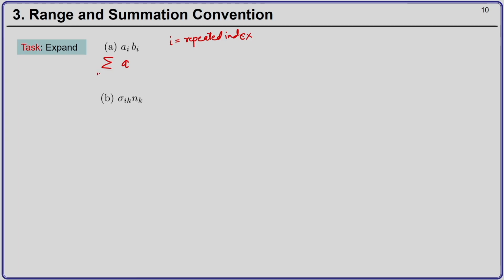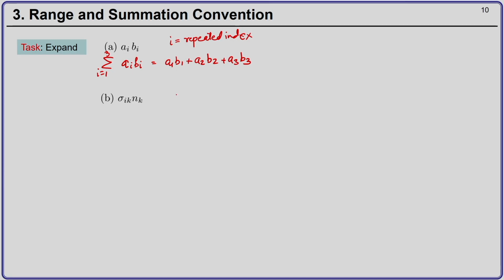So, this actually means summation i equal to 1 to 3 of a_i b_i, which is nothing but a_1 b_1 plus a_2 b_2 plus a_3 b_3. There is one single expression, which is a_1 b_1 plus a_2 b_2 plus a_3 b_3. The next example is sigma_ik n_k.